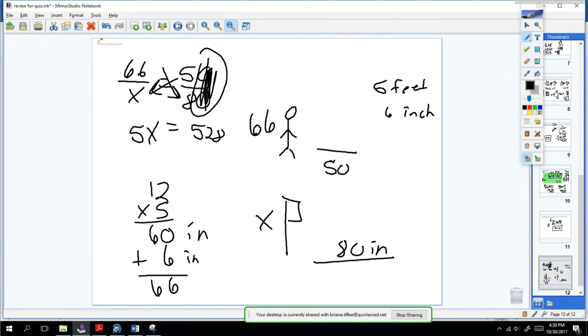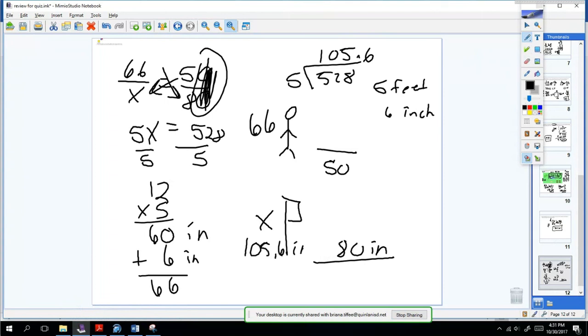So then you're going to divide that by 5. So 5 goes into 528 how many times? 105.6. So this right here is 105.6 inches. That's your answer. Again, I know I did this pretty quickly, but we've been working on this for the past couple weeks. So again, just watch the video in your own time on Google Classroom.